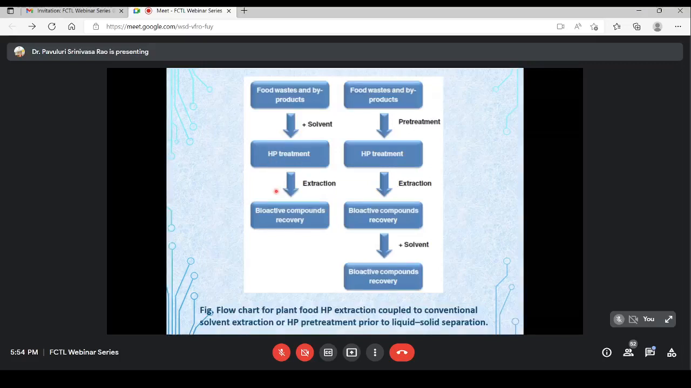One such example is here, HP used as an intervention for the extraction purpose. In the first case, the food waste byproduct is added with solvent, and of course HP treatment is given, so you can get the extraction where bioactives can be recovered. In the other case, the initial byproducts themselves are treated with high pressure treatment, followed by extraction with any kind of solvent, using high pressure processing again. That way you can have a higher amount of extracts. At the same time, the quality of the extracts is superior, which has been proved.